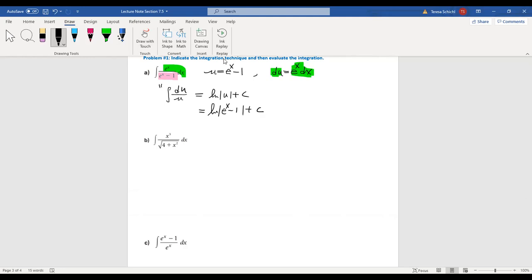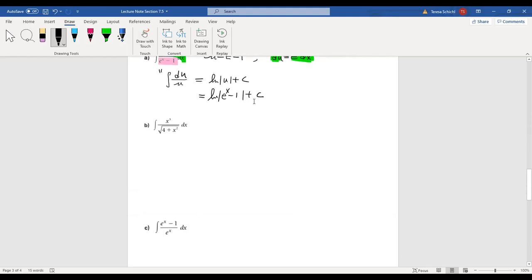And you might ask me, how do you know to say u is equal to e^x minus 1? I said, most likely when you have done enough problems, sometimes you can just spot it. Of course, sometimes after you try it, it doesn't work, and then you try different methods.